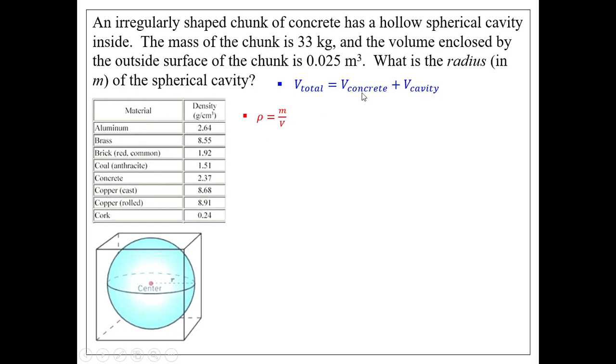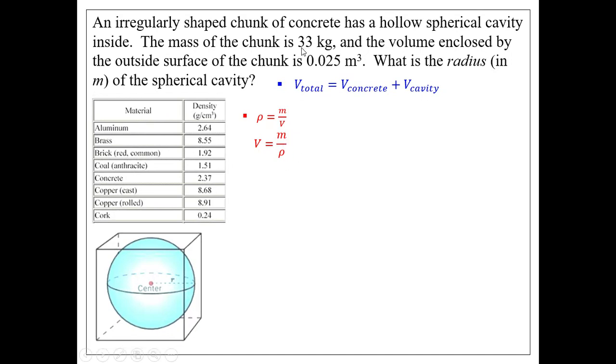To figure out the volume of the concrete, I know that the density of the concrete equals the mass of the concrete divided by the volume of the concrete. To find V of the concrete, I would manipulate this formula by multiplying both sides by V and moving density, or rho, to the bottom right. Or, again, multiply both sides by V and at the same time divide both sides by rho. So the volume of the concrete inside the shape is mass divided by density.